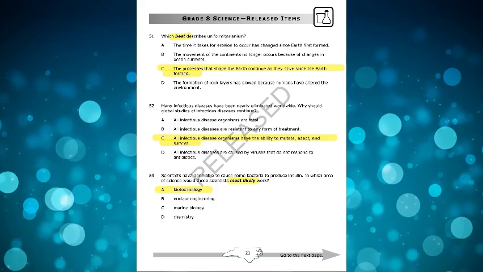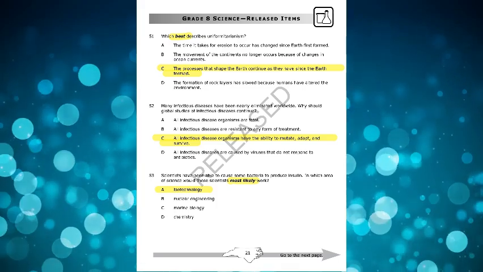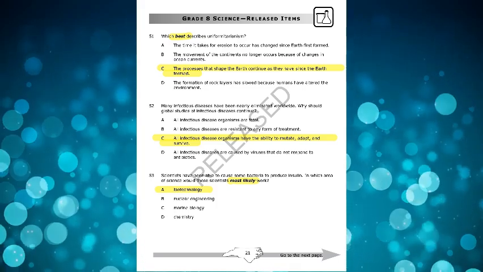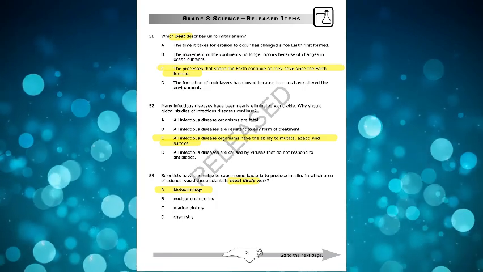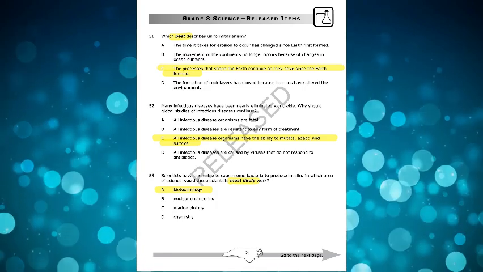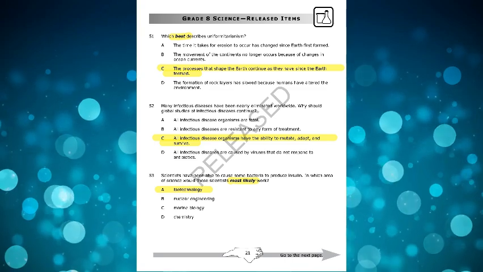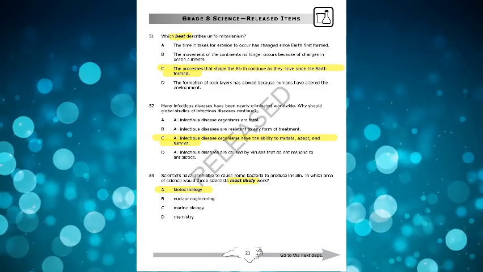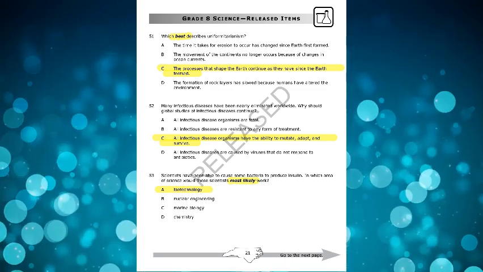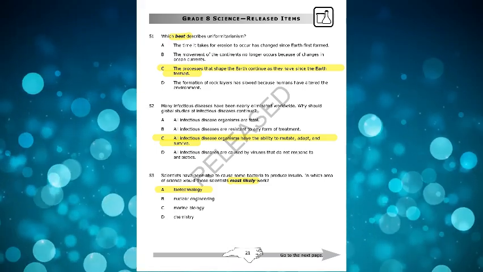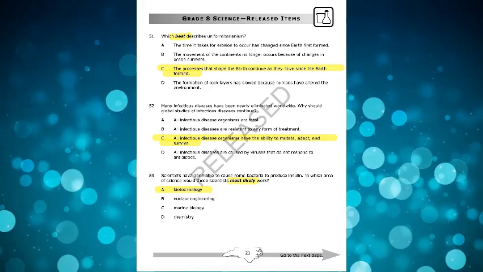So that's what that means. So C is the answer there. And then 52, many infectious diseases have been nearly eliminated worldwide. Why should global studies of infectious diseases continue? And that's because these diseases can mutate, right? They can change over time. So we want to be aware of those and make sure we know how to treat them. And so C would be the best answer there.